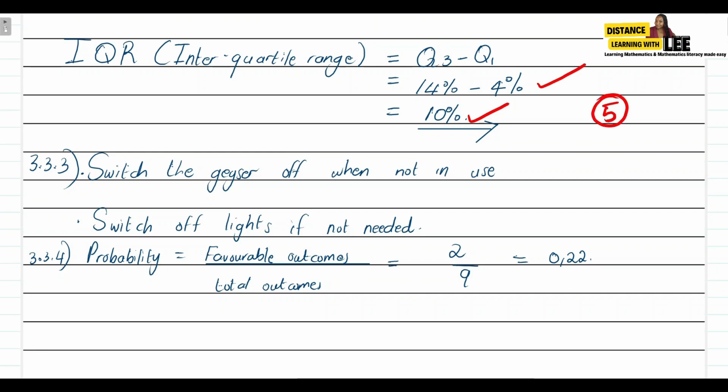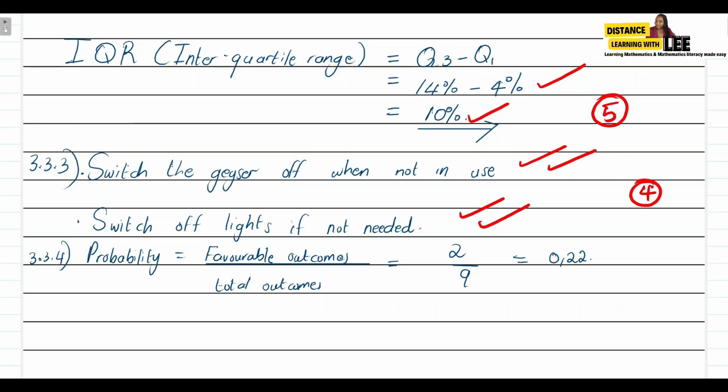Question 3.3. You'll get 2 marks for saying you need to switch off the geyser when not in use. Another 2 marks if you say switch off lights if not needed, or any other valid reason you would have provided on how electricity can be saved. So that question was out of 4.